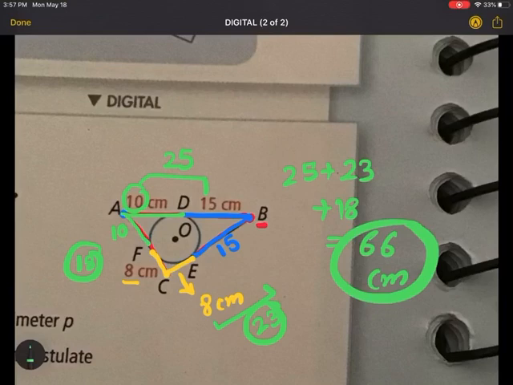So pretty much if you see any common point and from that one point you see two tangents to that circle, those tangent segments are always going to be congruent. And based off that, you can figure out all the side lengths and then just go from there, add them all. That would be the perimeter of that outer shape.